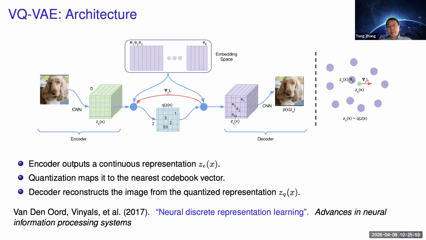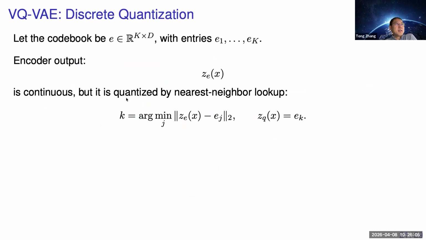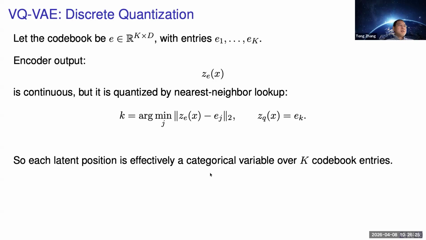The whole thing is trained together. Discrete quantization with this guy: the encoder output is continuous, but quantized by this one. This is essentially a nearest neighbor lookup, and this objective is like k-means if you square that. Basically, you just force that map to a set of discrete codes or tokens.